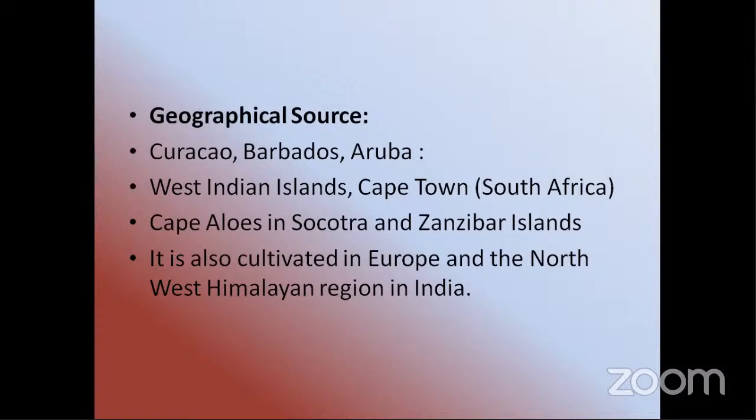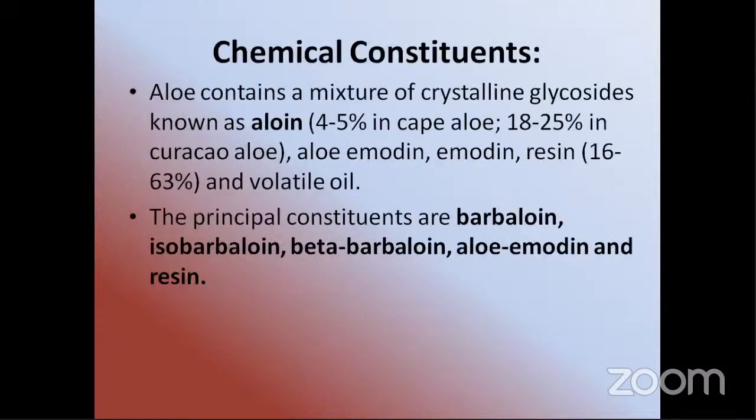Aloe is a herb, and it has large, succulent leaves. The leaves are sessile in nature. For cultivation, root suckers are used for propagation. The plant can also be grown from the leaves.